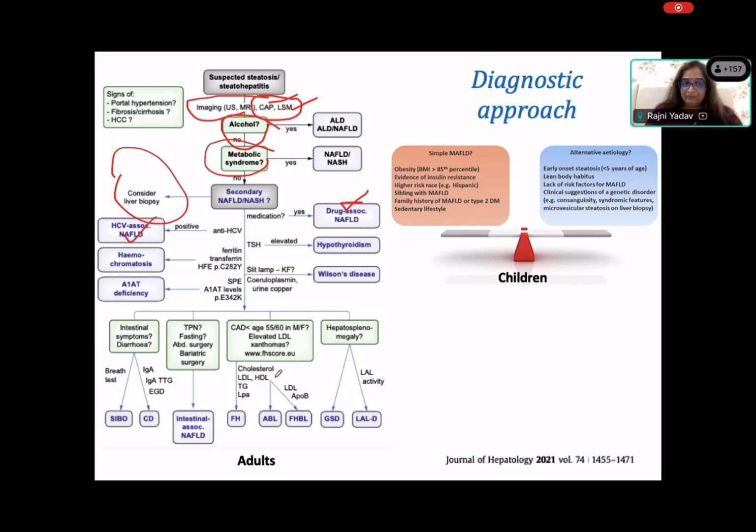are associated with some defect in the lipid metabolism. So this is one of the group. Once you exclude all the common, so you are going to go towards these uncommon groups. And then the small intestinal diseases.